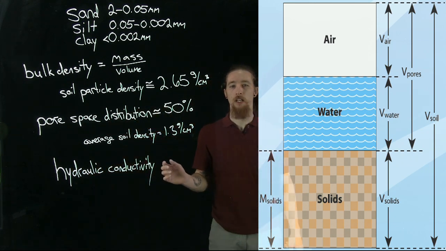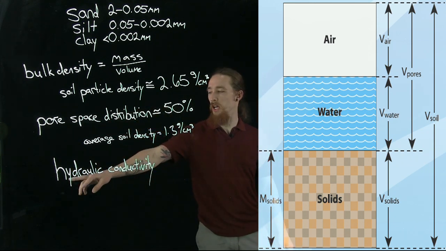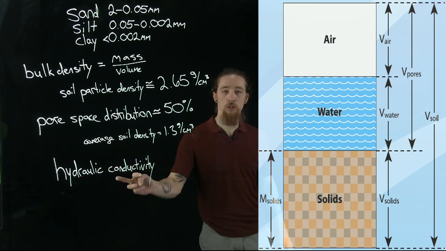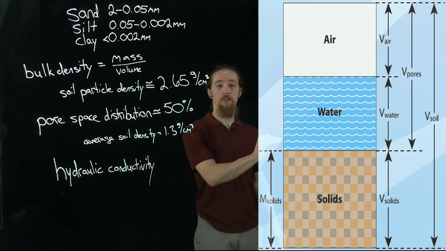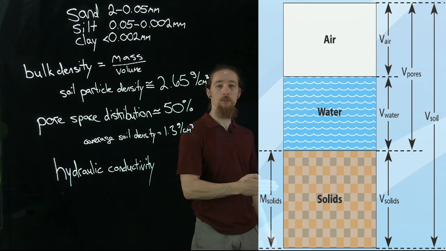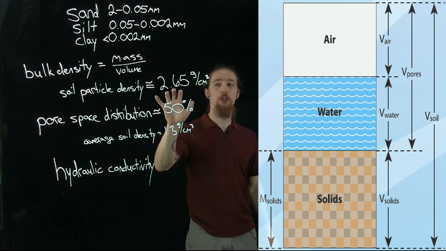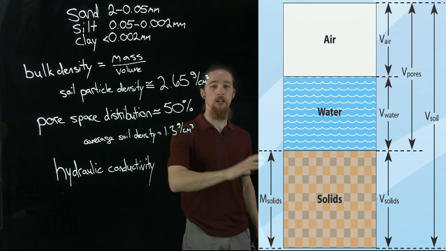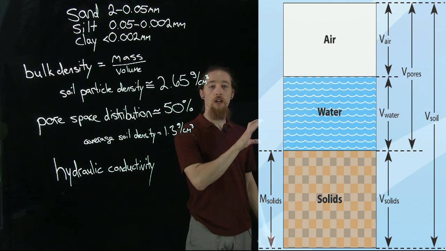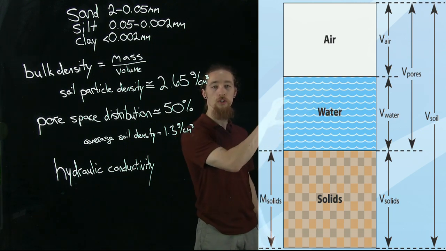Hydraulic conductivity is just how well water can move through a soil. And so again, if the soil is wholly compacted, water can't get through here. This is utterly solid. It's 2.65 grams per cubic centimeter. There's no room.